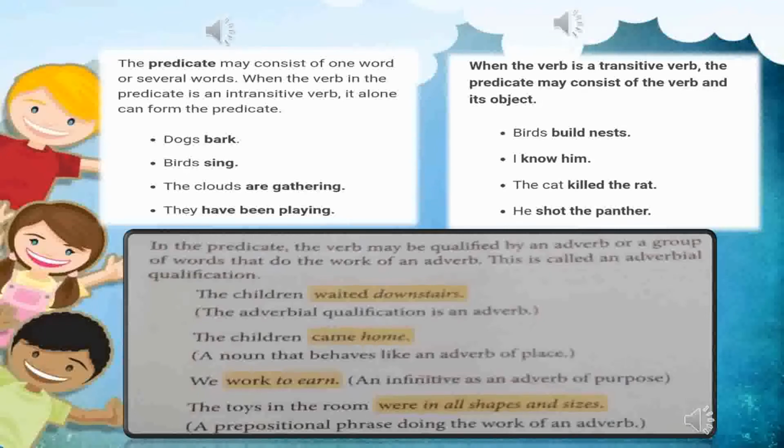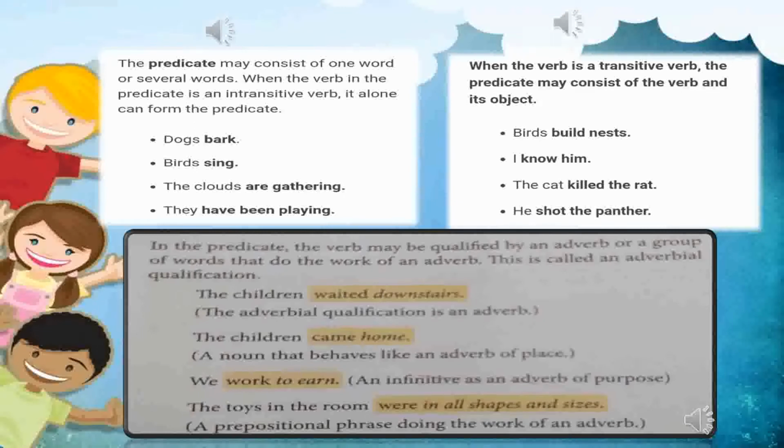The cat killed the rat. Here, starting from killed, killed the rat is the predicate. He shot the panther. Shot the panther is the predicate here.